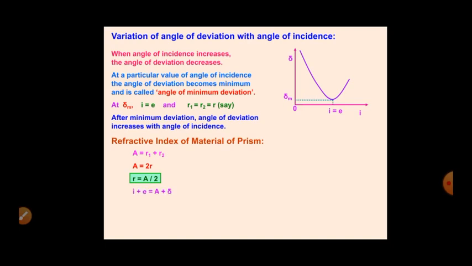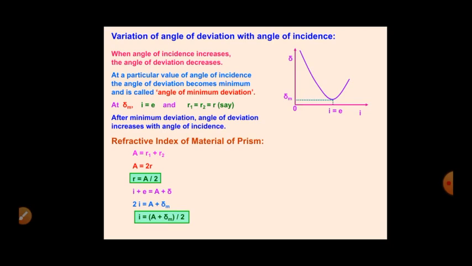Next, just before we saw that the angle of incidence plus the angle of emergence is equal to the angle of prism plus the angle of deviation. As I is equal to E, delta is equal to delta M. We can write 2I is equal to A plus delta M, and then I is equal to A plus delta M by 2.